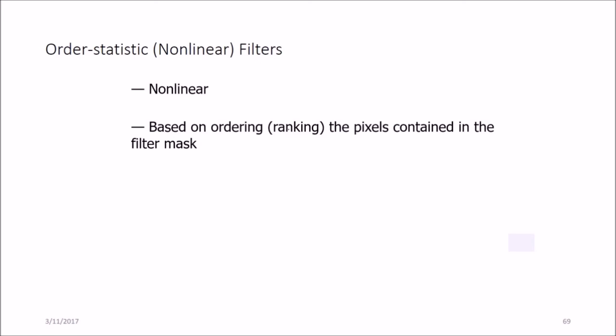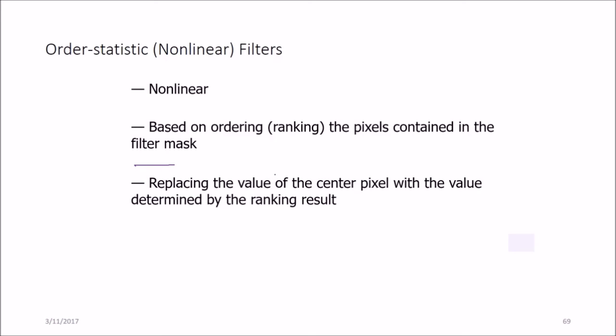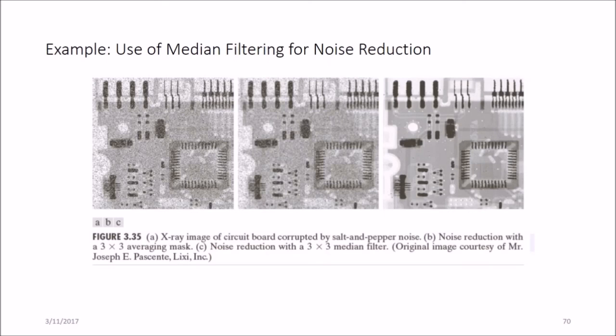Then we have non-linear filters, that is order statistic filters. These are based on ordering or ranking of pixels contained in the filter mask, and we replace the value of the center pixel with the value determined by the ranking result. For example, median filter, max filter, min filter, all these are non-linear order statistic filters.